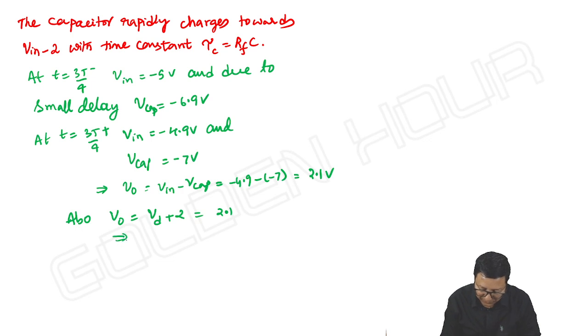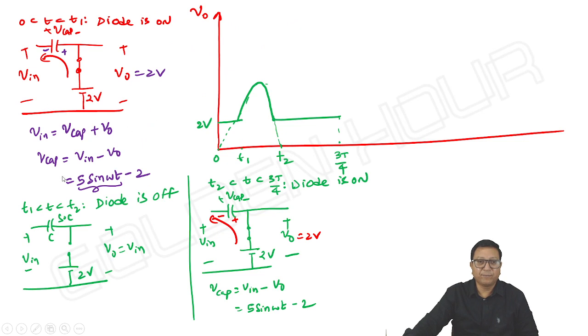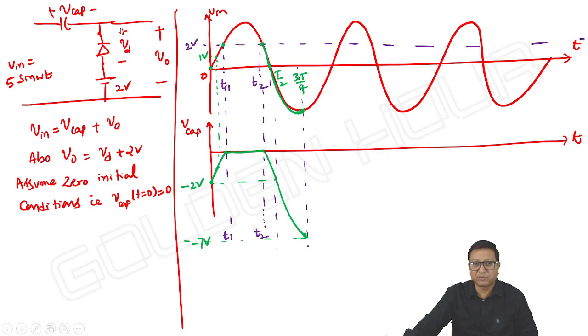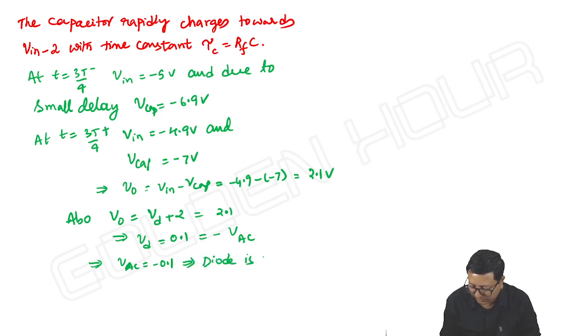So what is Vd from this? Vd is equal to 0.1, which is nothing but minus of the anode to cathode voltage of the diode. Even though I wrote Vd, the anode to cathode voltage is equal to minus Vd. Vd is taken from cathode to anode, so anode to cathode will obviously be negative. VAC, the anode to cathode voltage, is minus 0.1, for which the diode is immediately off. Anode to cathode voltage is negative, which means the diode immediately becomes off.